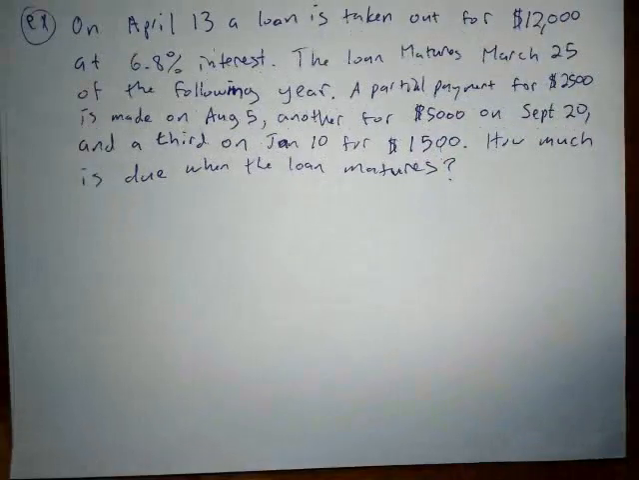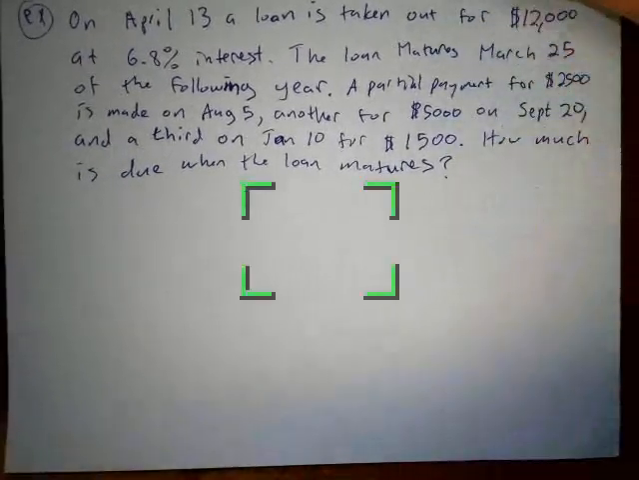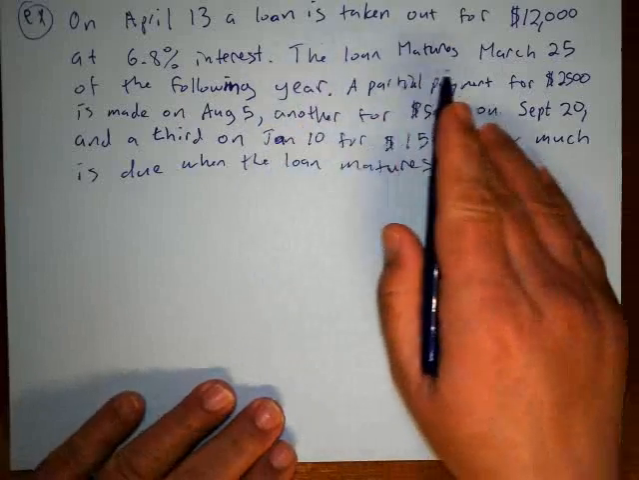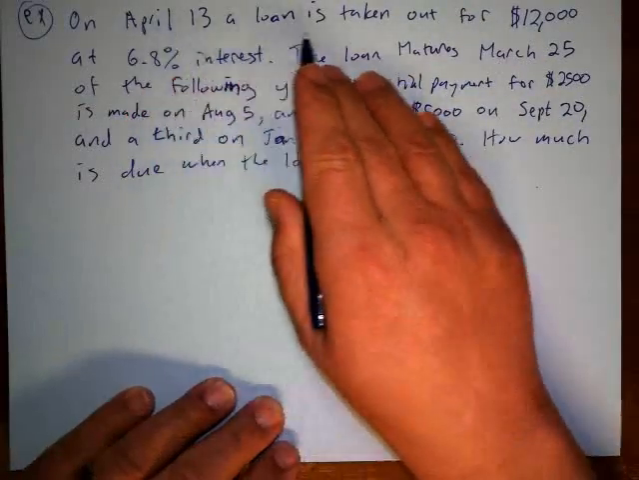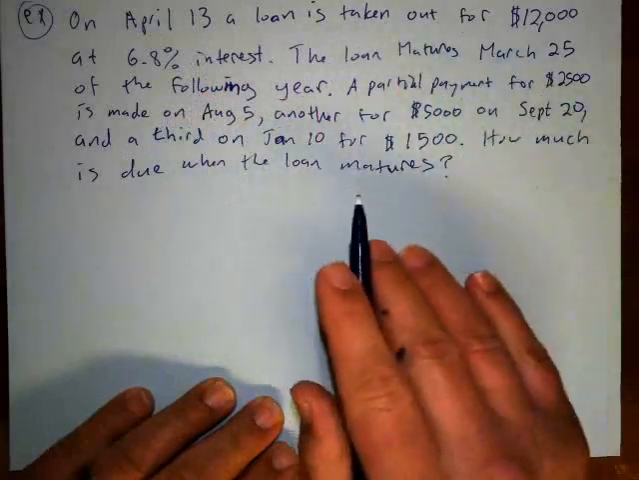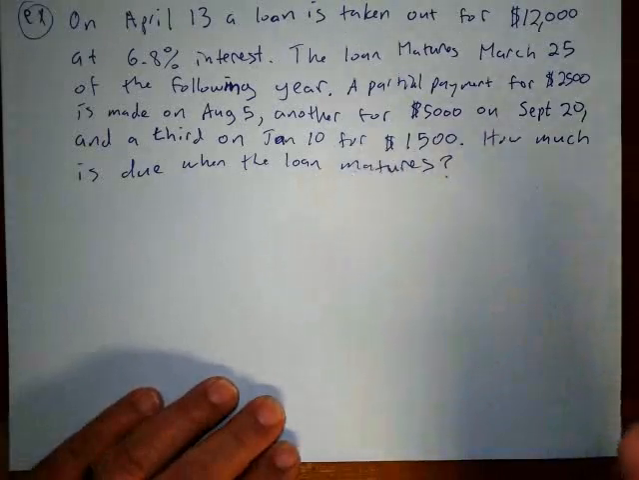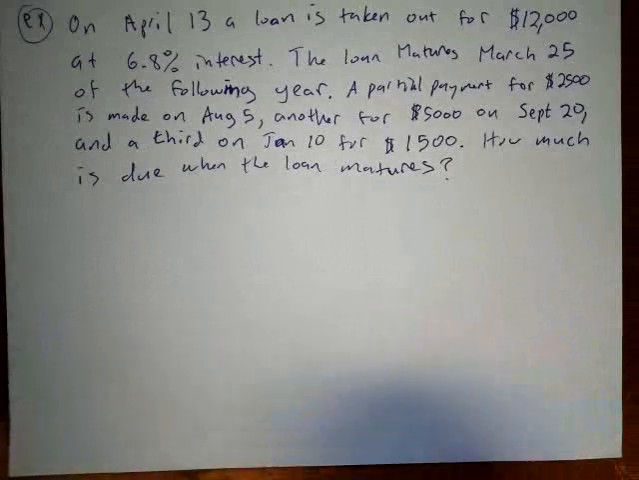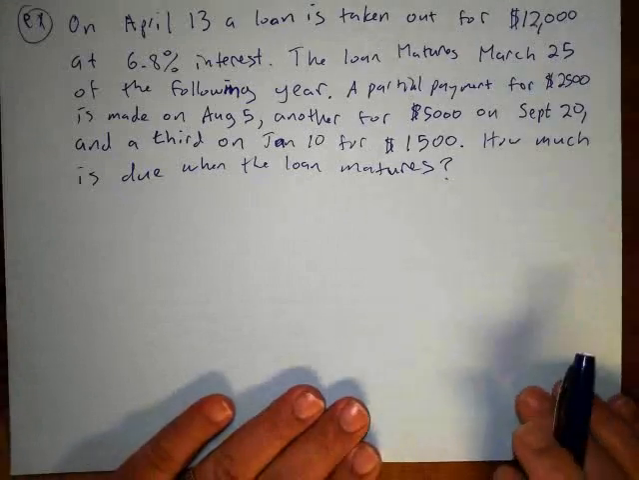Okay, we're going to do one more example. And in this example, not only are we going to go into the following year, it's going to start April 13th, and then it matures March 25th of the following year. Not only that, but there's also 3 partial payments, not just 2. Now, I don't think there's any question on the homework that actually has 3 partial payments. Correct me if I'm wrong.